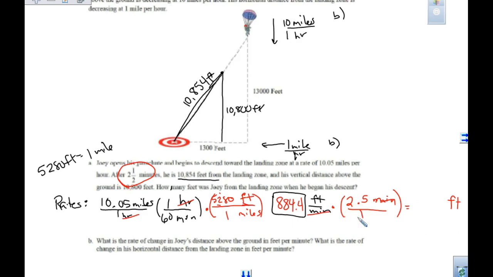884.4 times 2.5. How much did we fall? 2.5 times 884.4? It's 2,210 feet. 2,210.something, we're going to round it to 2,211. Where is that on my picture? Where's this 2,211? That's how far we fell, right? That's this.